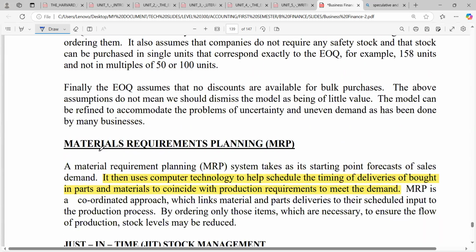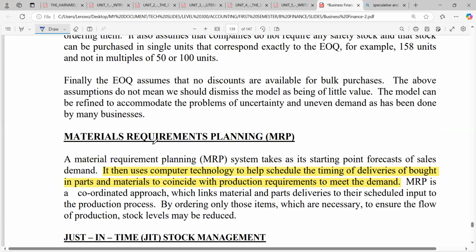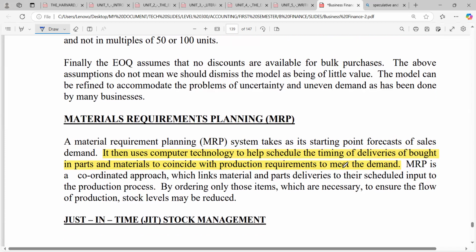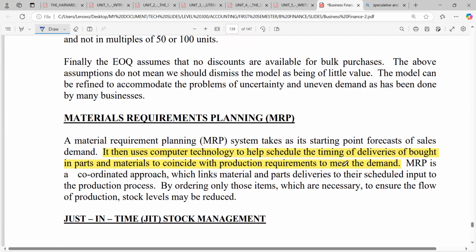Now, another thing we need to look at is what we call the material requirement planning, MRP. Material requirements planning system takes as its starting point forecast of sales demand. It then uses computer technology to help schedule the timing of deliveries of both parts and materials to coincide with the production requirement to meet the demand. So these are buying items to come and then meet the production so that they can actually produce.